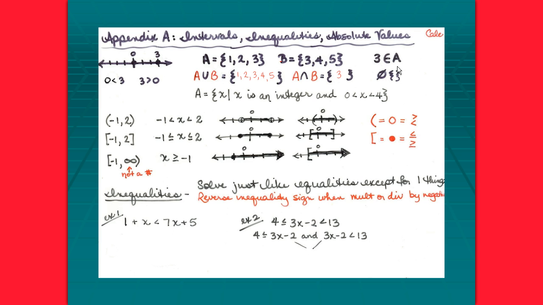Some more notation that we use is set builder notation. Set builder notation just gives me another way to read set A. So what we have here is A is the set of x such that, this line right here is read "such that," x is an integer and 0 is less than x is less than 4. So what we're saying is x is between 0 and 4 and it's an integer. The only integers between 0 and 4 are 1, 2, and 3. That's exactly what we had in set A. So that's our set builder notation.